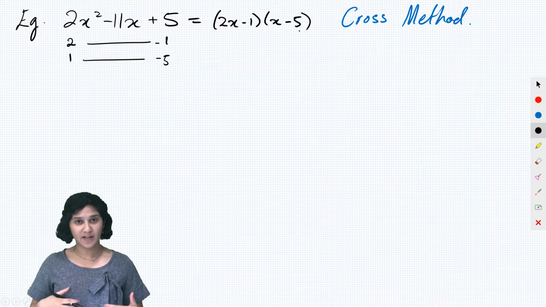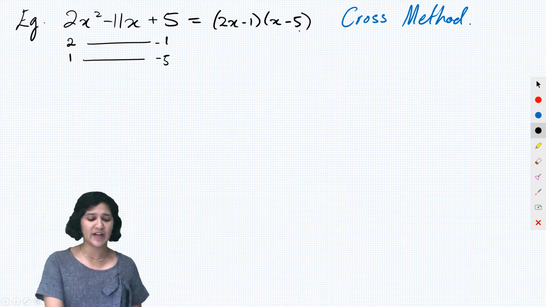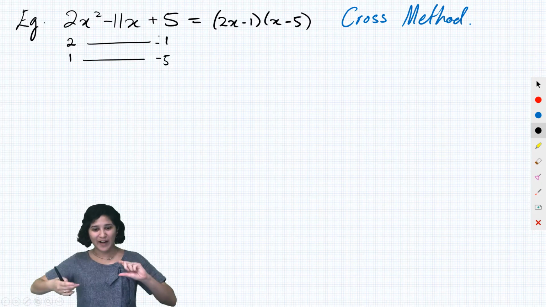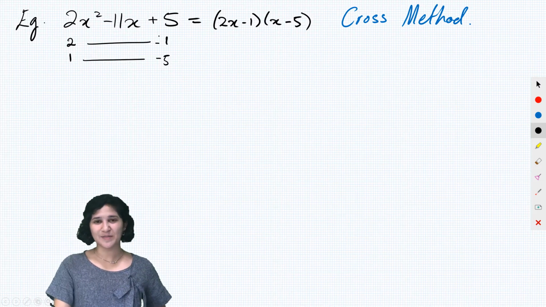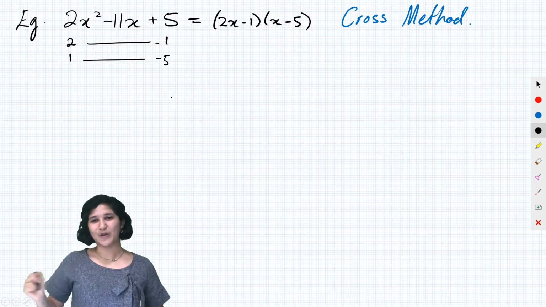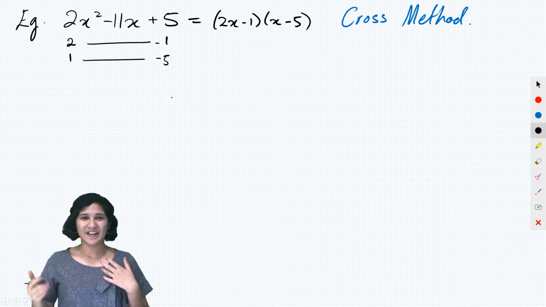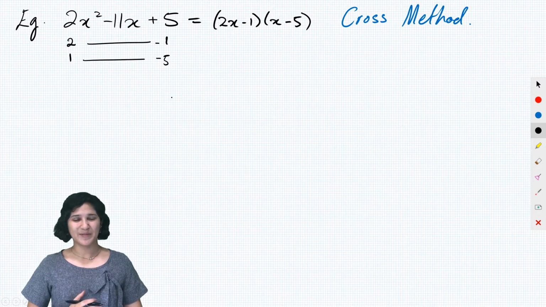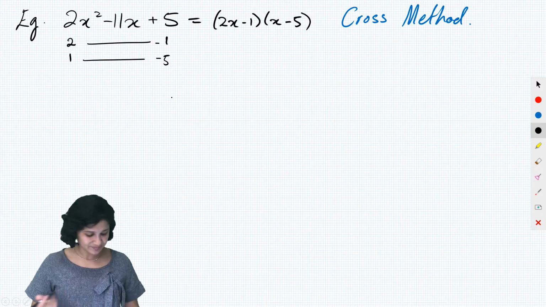There's a lot less writing, but it can get really frustrating if you keep picking the wrong numbers here, and you have to keep rewriting them. So here I can erase them, so it looks quite nice, but if you're doing it in your book and you're trying it over and over again and have to keep erasing it, it can get really annoying. So it's better to go the splitting the middle term way in those cases.